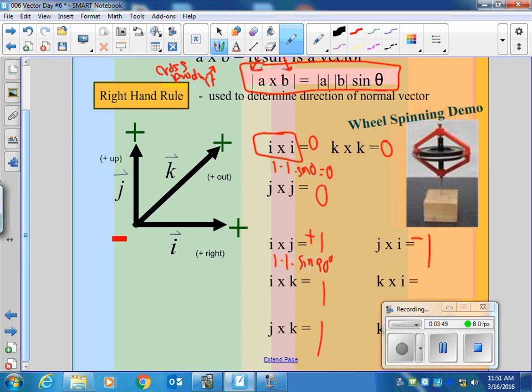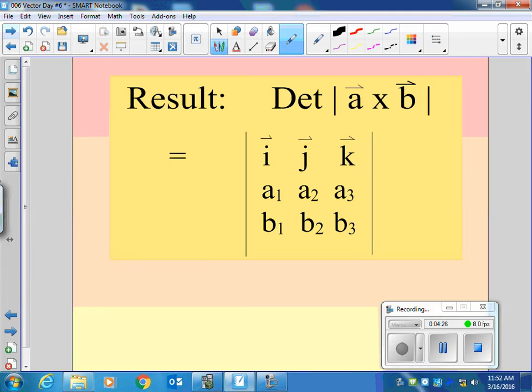I cross K. So I is this direction. Out is K. What direction is J? Up or down? Down. So this is negative. This will be positive because it's K cross I, so it's out here. And then J cross K was going to be, let's see, J is up, go to out. This is going to be positive, and this one will be negative. So what happens is that when we start putting these together, you're going to notice a weird formula. And this is how we find the actual vector A cross B.